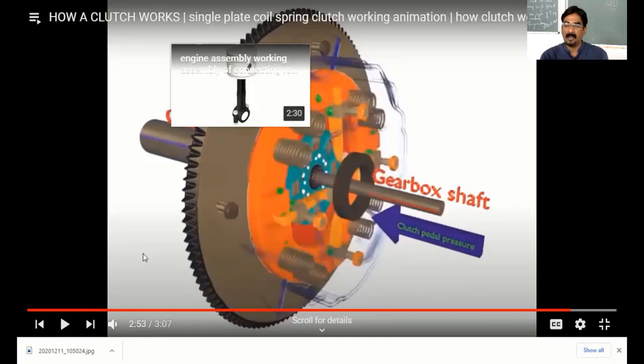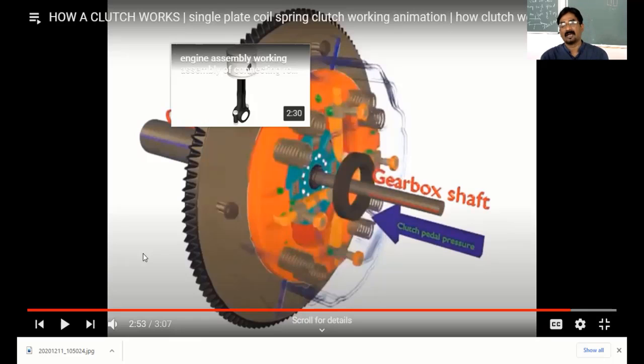Only one clutch plate is used between the flywheel and pressure plate. That's why this is called the single plate clutch. Next will be the multi-plate clutch. Multi-plate clutch means a greater number of clutch plates are used. Especially this is used in two-wheelers and also heavy duty vehicles, where more torque is required to be transmitted to the transmission section. In those places we use the multi-plate clutch.